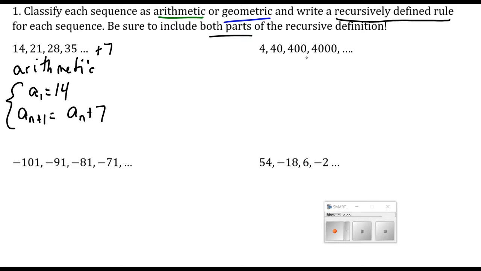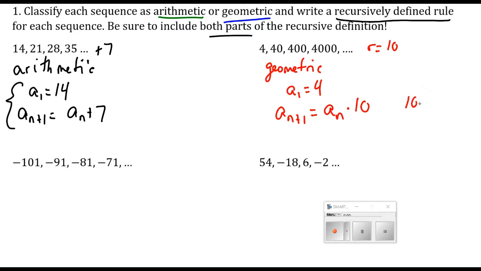4, 40, 400, 4000. This is a geometric sequence with a common ratio of 10. We keep multiplying by 10 here. So it is geometric. And the first part is the easy part. Start at 4. And to get to the next term, you do what to the previous term? You multiply it by 10. You could have also written 10 times a sub n. Doesn't matter which way you write it. You just need to say, multiply that guy by 10. These 2 parts together make up the recursive rule.